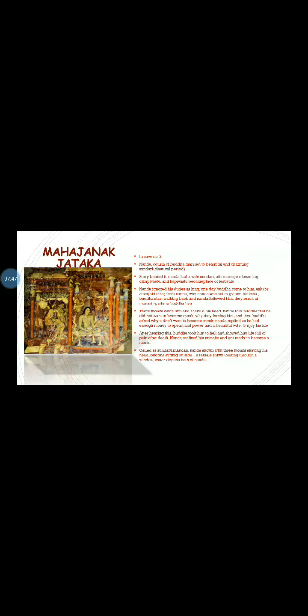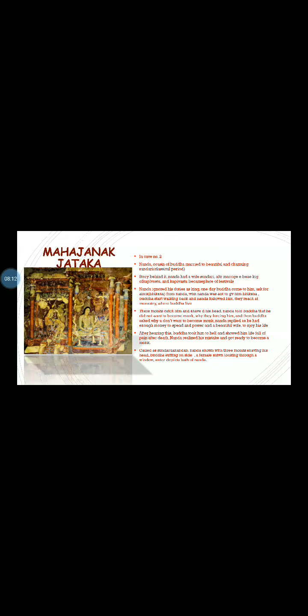Second was the Mahajanak Jataka, which is shown in cave number 2, in which Nanda, the cousin of Buddha, is shown, who was married to a beautiful Sundari as his wife. The story behind it is that Nanda had a wife, Sundari. After marriage, he became the king of Kapilavastu, and Kapilavastu became a place of festivals.